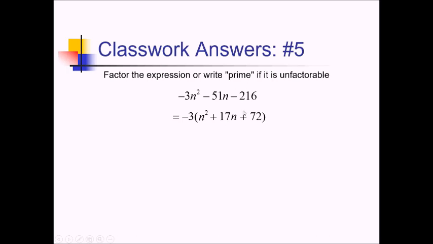So now I just need factors of 72 that add up to 17. And they'll both be positive. So we need, let's see here, 1 and 72 doesn't work. 2 and 36 is a no-go. 3 and 24, not quite. 4 and 18, it's closer. That adds up to 22. 6 and 12 adds up to 18, so we're getting very close. What else is there? 7 doesn't work. 8 and 9. Oh, yeah, 8 and 9. 8 plus 9 is 17. So we've got negative 3, n plus 8, and n plus 9.